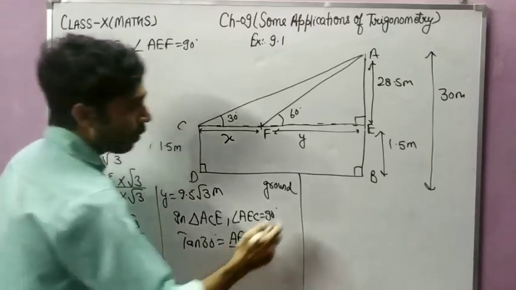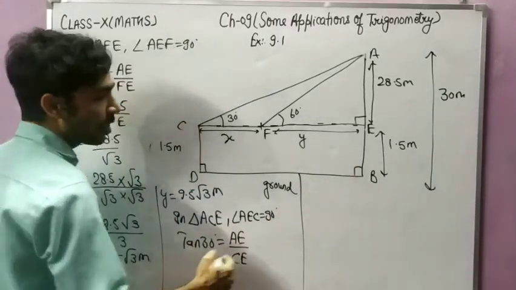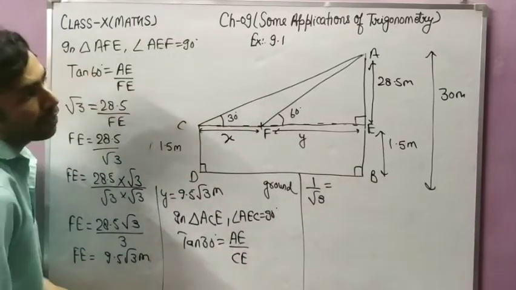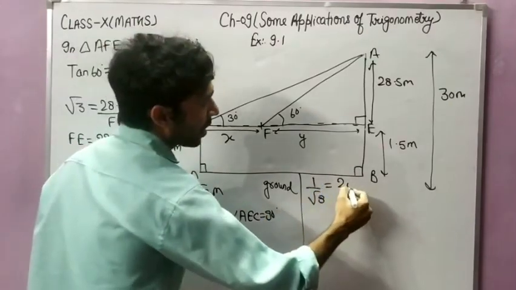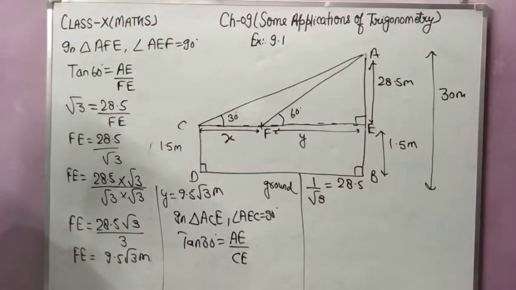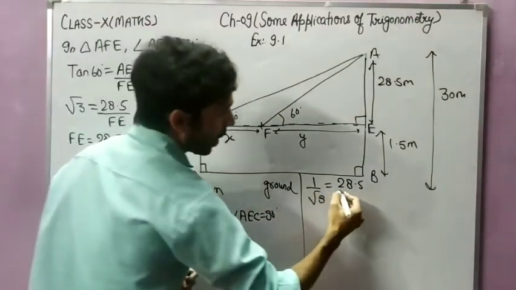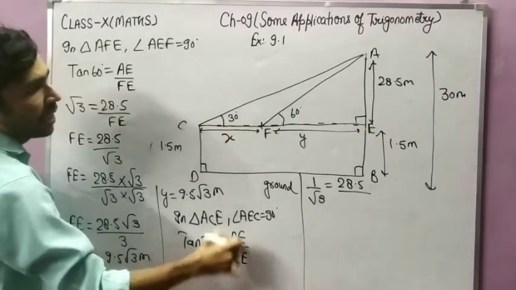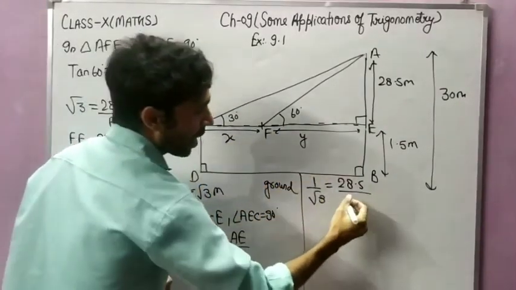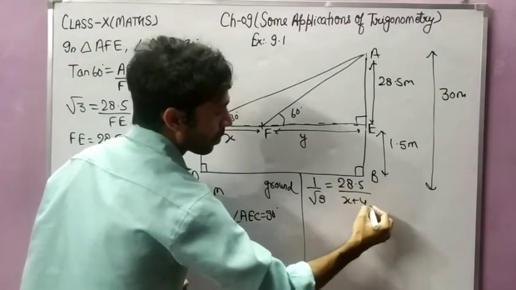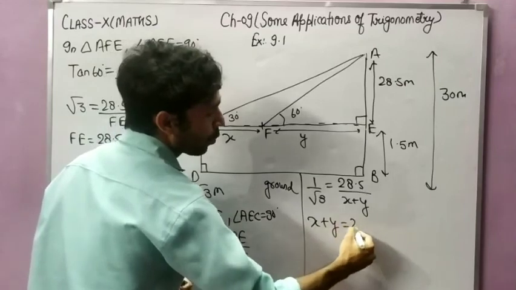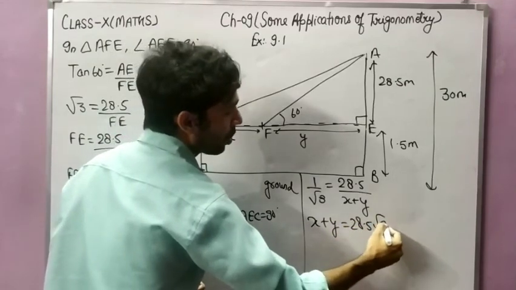Now the value of tan 30 is 1 by root 3. The value of AE is, student, 28.5, divided by the value of CE. The value of CE is x plus y, so x plus y. Now cross multiply it. So x plus y will be equal to 28.5 root 3.